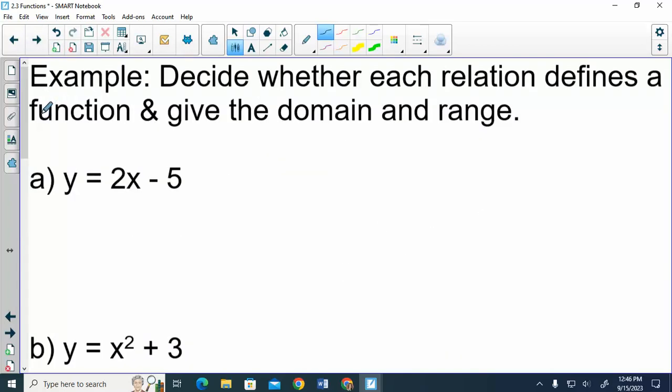So if we look at these, without drawing a graph or anything, we might be able to decide what the domain is. Now we already talked about it for this one just by reasoning through, but does it have a fraction? No. Does it have a radical? No. So my domain should be negative infinity to positive infinity.